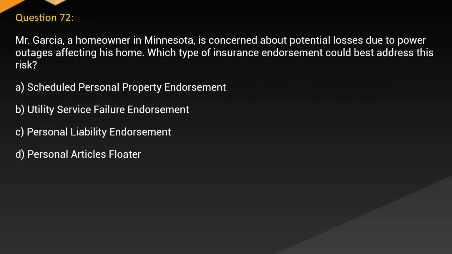Question 72. Mr. Garcia, a homeowner in Minnesota, is concerned about potential losses due to power outages affecting his home. Which type of insurance endorsement could best address this risk? A. Scheduled personal property endorsement. B. Utility service failure endorsement. C. Personal liability endorsement. D. Personal articles floater.